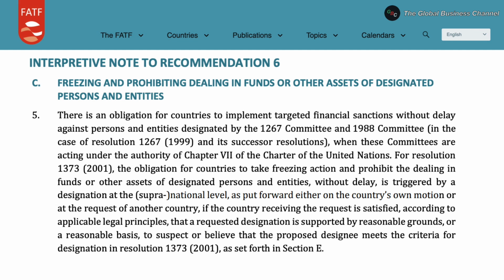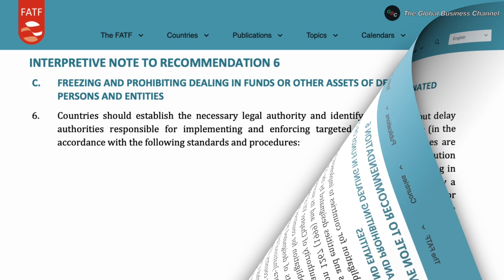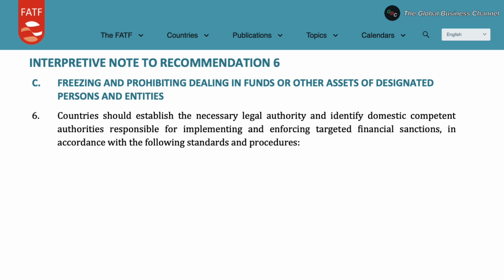For the latter, freezing actions must occur quickly when a country either independently or upon another country's request determines there are reasonable grounds to suspect the designated individual or entity meets the criteria for sanctions. Interpretative Note 6, still on the same subject matter, stipulates that countries should create the required legal powers and designate domestic authorities responsible for enforcing and implementing targeted financial sanctions following these standards and procedures.